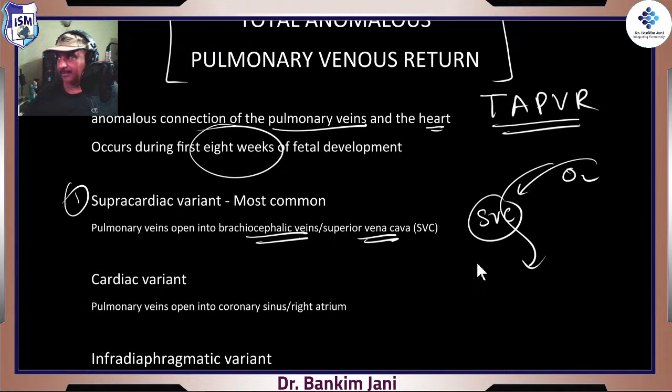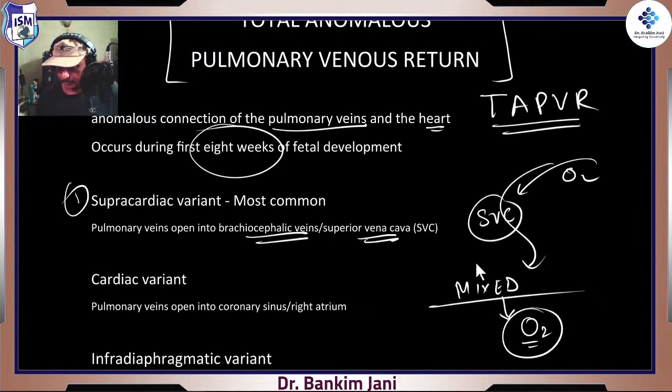Respiratory distress is because of the mixed blood which is going everywhere, right? And the tissues are not getting the required oxygen concentration. So there would be severe respiratory distress, right? Because this is mixed blood, it is going into the entire circulation.